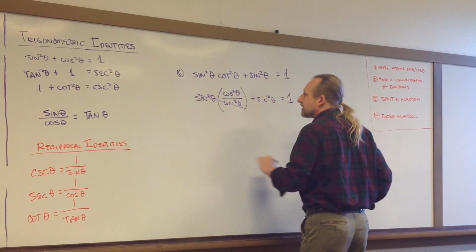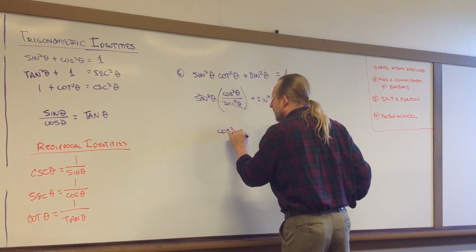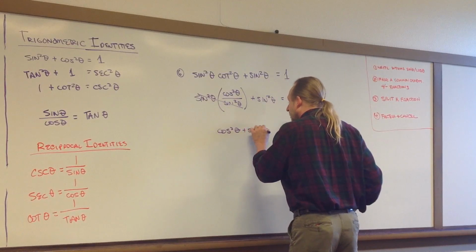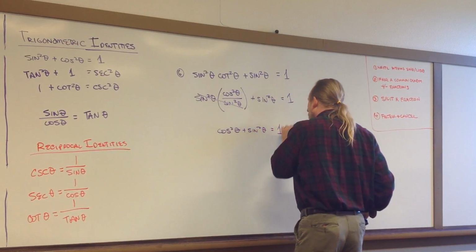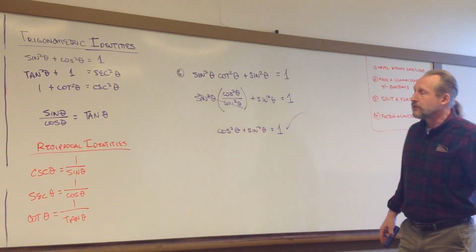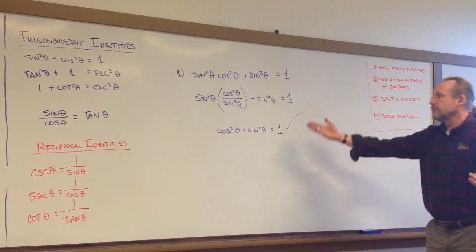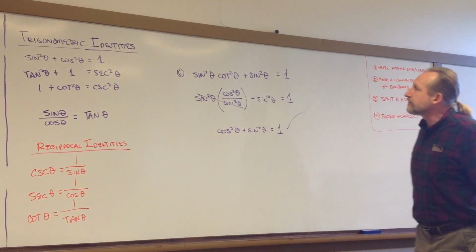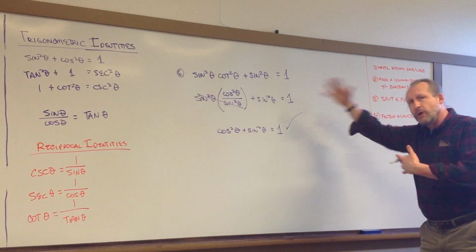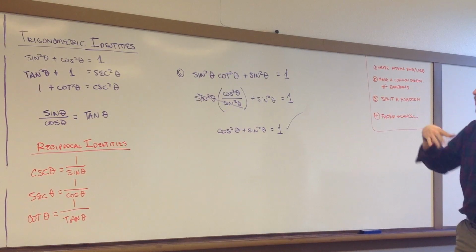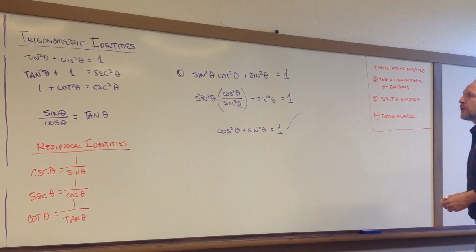Then these sine squareds cancel out, and we get cosine squared plus sine squared equals 1. That's an identity we already know to be true. You can stop there. You can say 1 equals 1. Either way is fine. So you don't have to do both of those methods, right? Either one is sufficient for solving the problem.